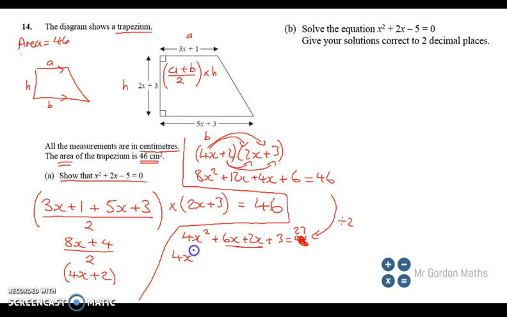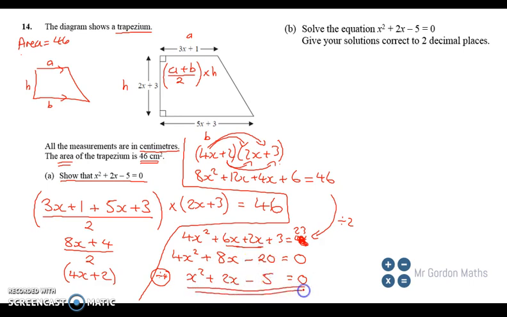So 4x squared plus 6 add 2 is 8x. And 23, we're going to have to take away 23 from both sides, which leaves me with minus 20 equals 0. Well, that's handy, because that is going to give me something that can all be divided by 4. So if we divide everything by 4, 0 divided by 4 is still 0. This divided by 4 is x squared. This divided by 4 is 2x, and minus 20 divided by 4 is minus 5. And that is what we were setting out to show, so that's good.